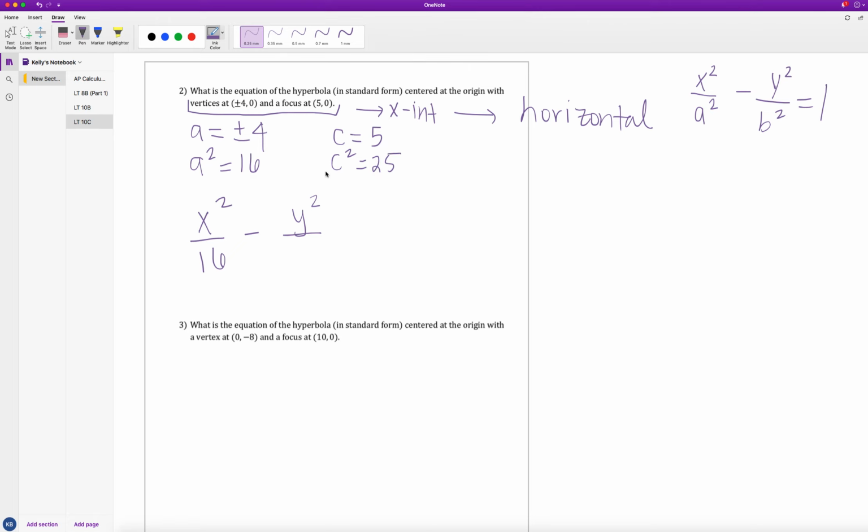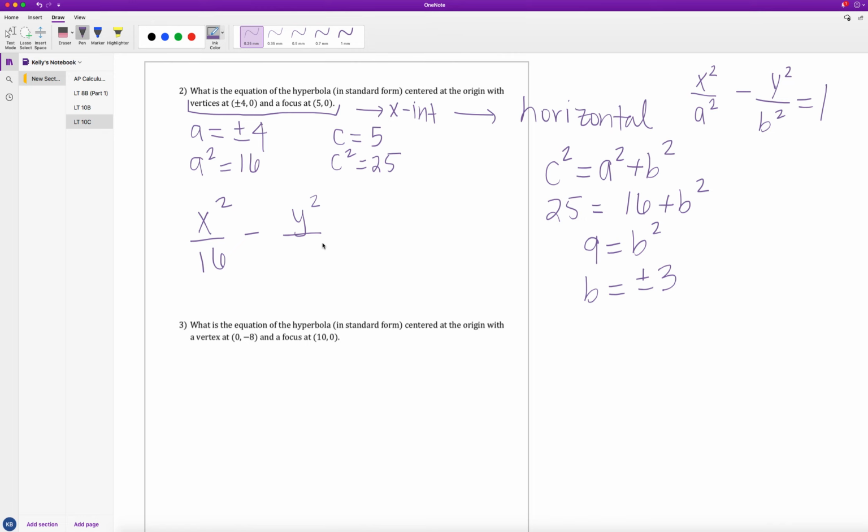Well, I can use that equation that relates a, b, and c to figure out what b is. So for a hyperbola, that will be c squared equals a squared plus b squared. So I get 25 is equal to 16 plus b squared. Now the last thing I gotta do is subtract 16 over to get b squared by itself. And we get that 9 is equal to my b squared, so b is plus or minus 3. Now I didn't need to go all the way to figure out what b is because all I needed to plug in was my b squared.